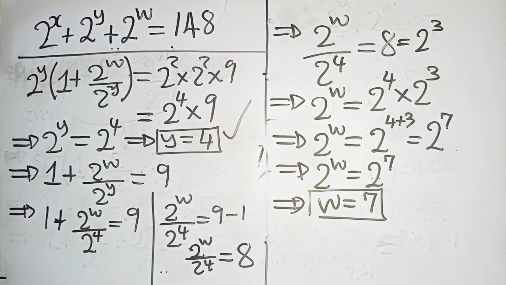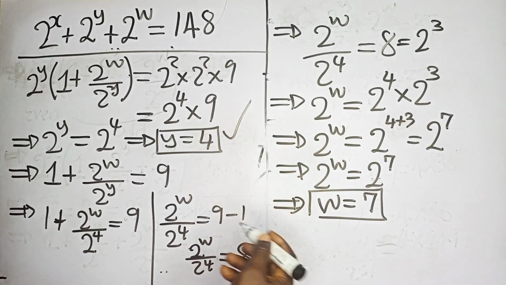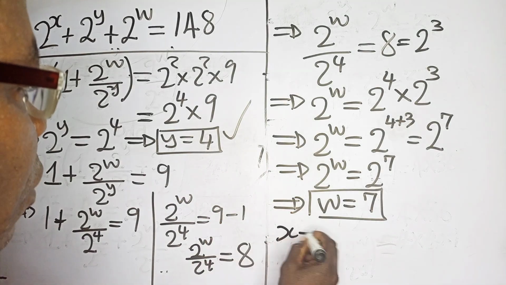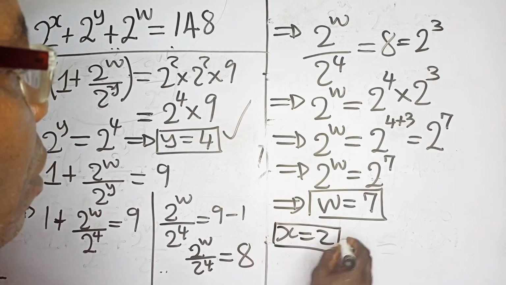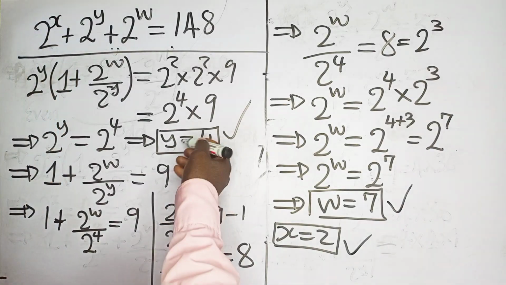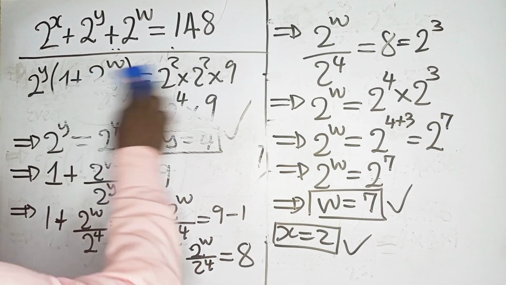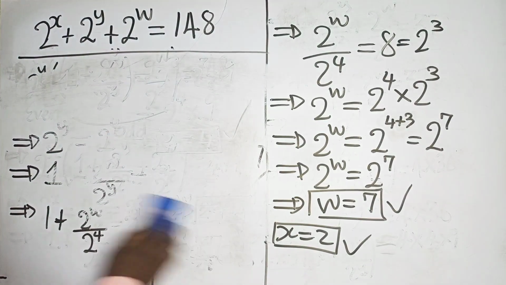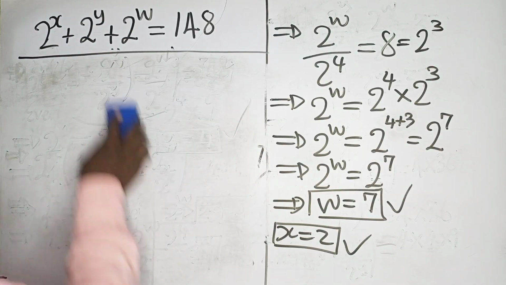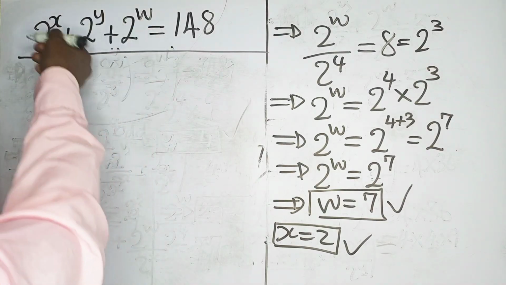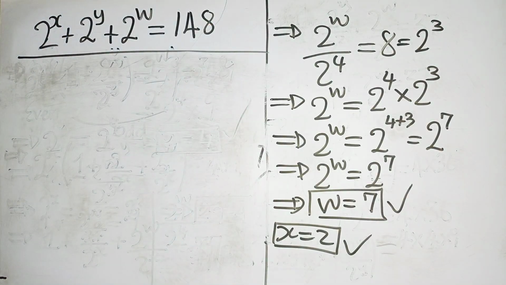All right. So finally, we got the value of all our variables, or all our unknowns. We got x to be 2. We got w to be 7. And we got y to be 4. All right. So we can always verify. If you want to verify to be sure that what you've gotten is correct, it suffices to put the values of x, y, w here on the left hand side to see if we obtain the right hand side.